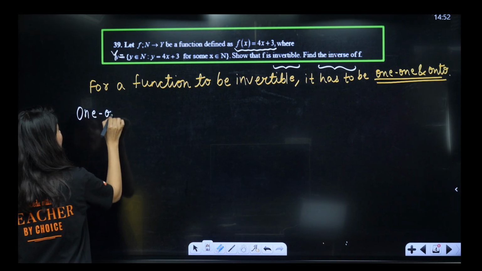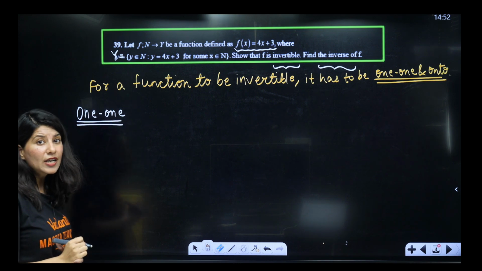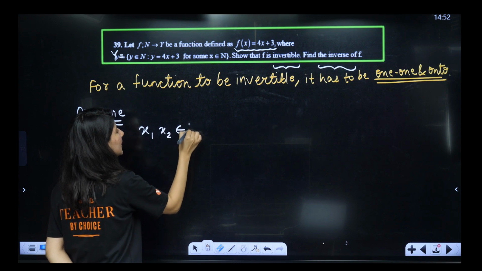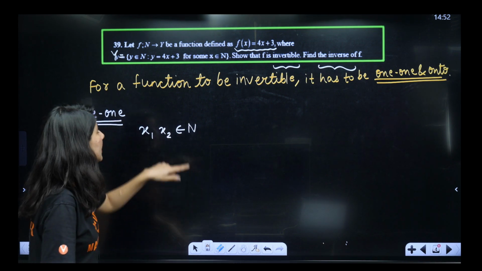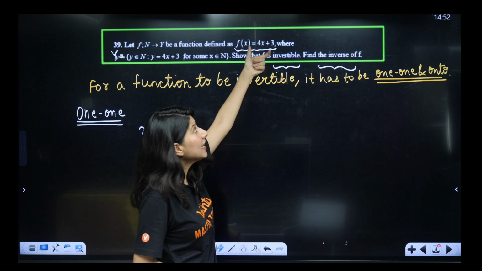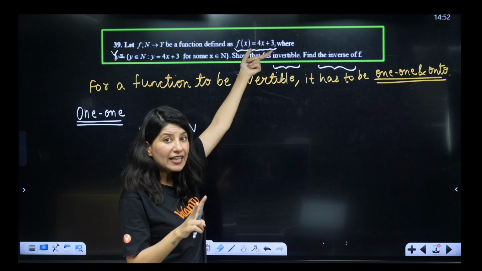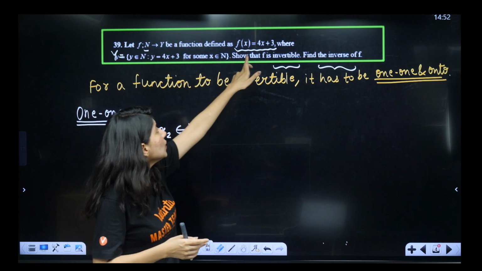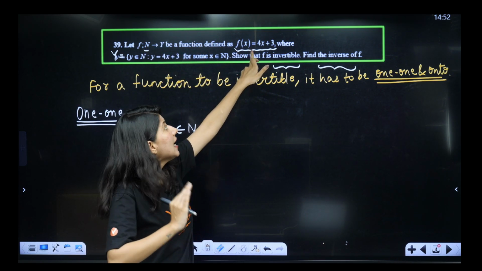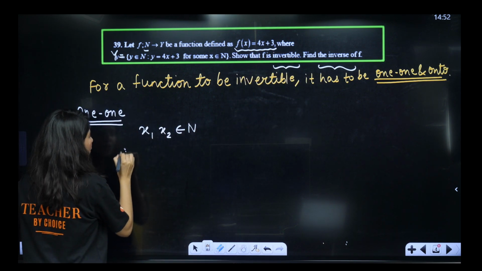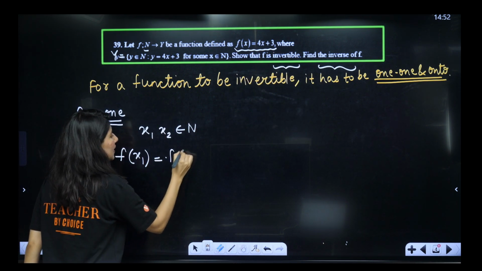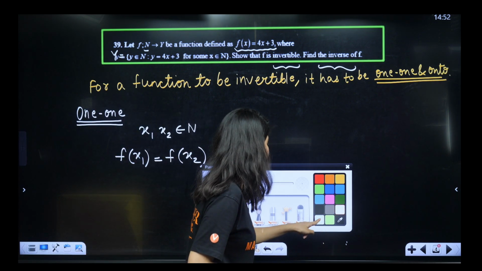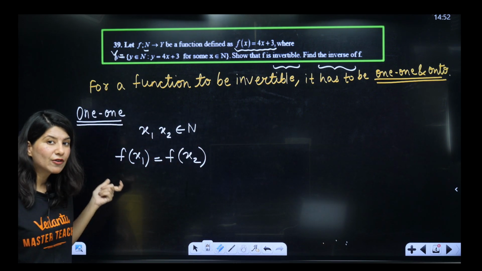How do we check whether a function is one-one or not? We need to take two values x1 and x2 being natural numbers. In the function f(x) = 4x + 3, I am going to put two different values which are natural numbers. Obviously, we can only put natural numbers, as given in the question. x1 is the first natural number and x2 is the second natural number. Now f(x1) should be equal to f(x2). We need to understand what condition we get by equating f(x1) and f(x2).